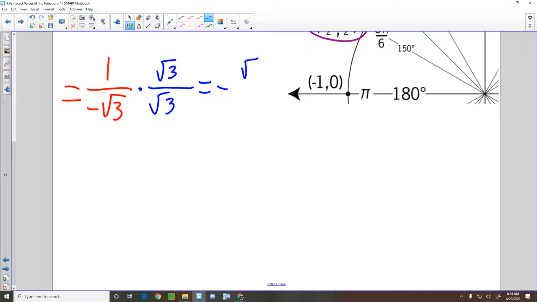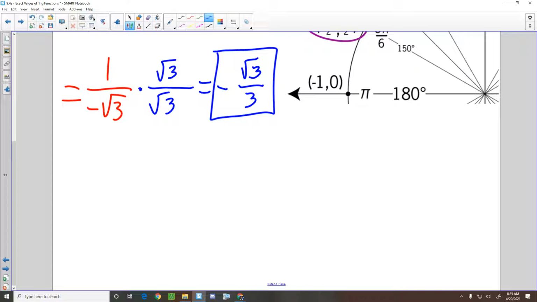1 times root 3 is root 3. That's up top in the numerator. In the denominator, I've got the square root of 3 times another square root of 3. That's just going to be a 3. So that would be our final exact value of the tangent at 150 degrees: negative square root of 3 over 3. It's not a complex fraction, and it doesn't have an irrational denominator. So that's how we would want that answer to be.